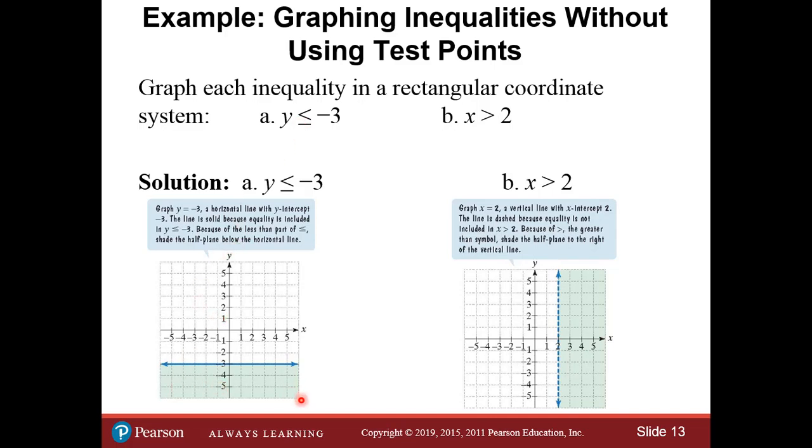And there's another solution. Here, we have x is greater than 2. And so there's no equal sign, so this is going to be a dashed line. So we start with the equation, x equals 2, which is going to be the vertical line here. And then we look at the inequality and it's greater than, which means it's going to be to the right. And that's how we shade it.